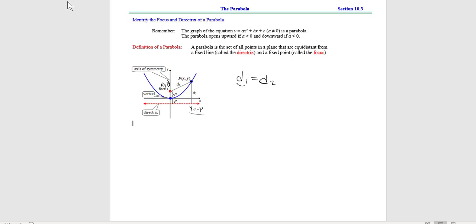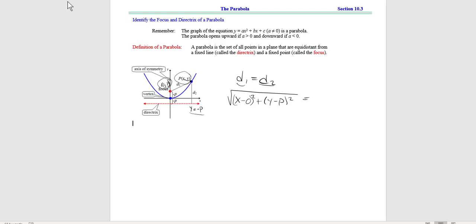If we want to describe D1 and D2, we're at a point xy. What is its distance to the focus, 0, p? Well, we've done this before. We take the root of the pairwise differences in these coordinates squared. So the square root of x minus 0 squared plus y minus p squared. That's our D1 value, the distance between the point xy and 0, p, where the focus sits. We're saying that has to be equal to the distance between our point xy and this line y equals negative p.